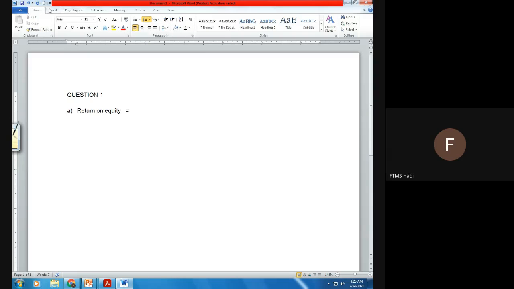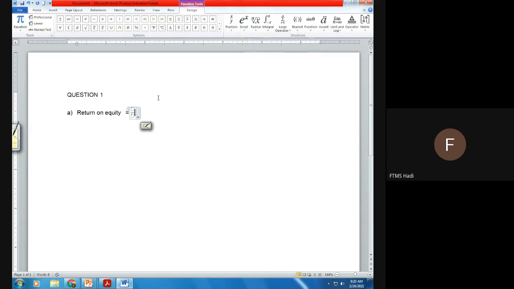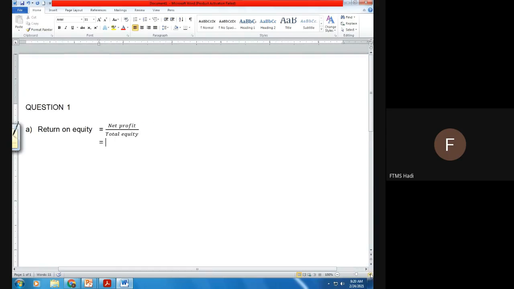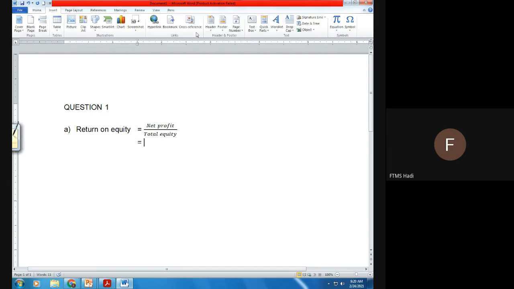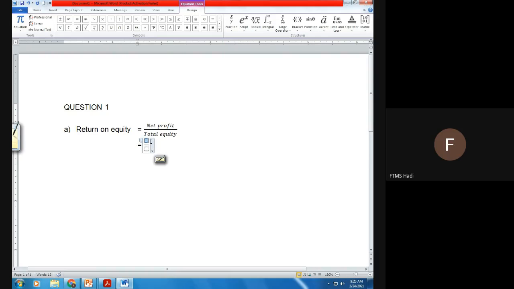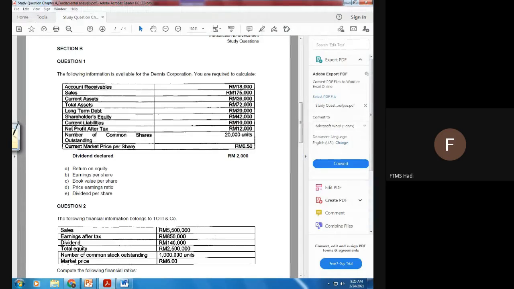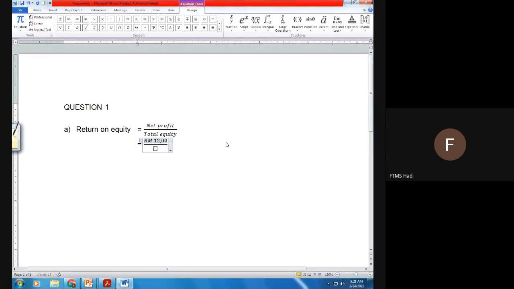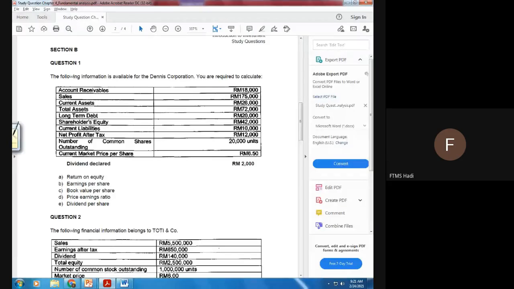Return on equity. If you look back at the formula in the notes, return on equity is net profit or net income divided by total equity. We need to find the figures in the table. Net profit after tax, net profit, and net income after tax are the same thing, so the figure is 12,000. Divided by total equity, the word equity is here, shareholders equity, 42,000.